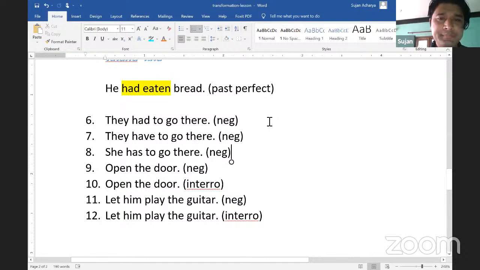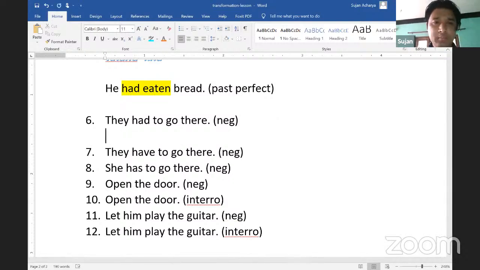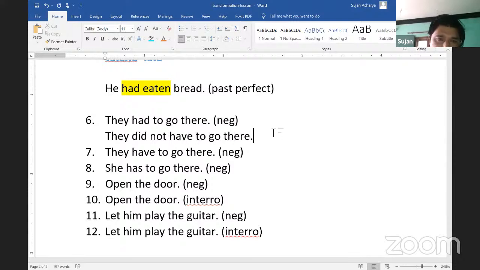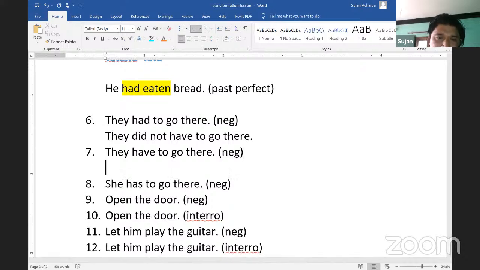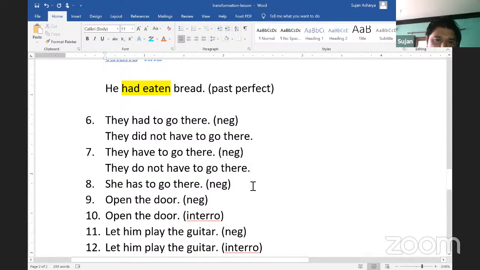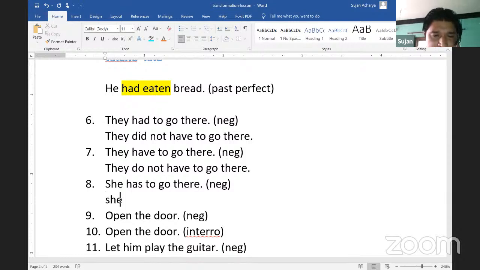They had to go there. Now let's answer these. They had to go there. Negative: They did not have to go there. They have to go there. They do not have to go there. She has to go there. She does not have to go there. So it's all about the play of do, does, did.